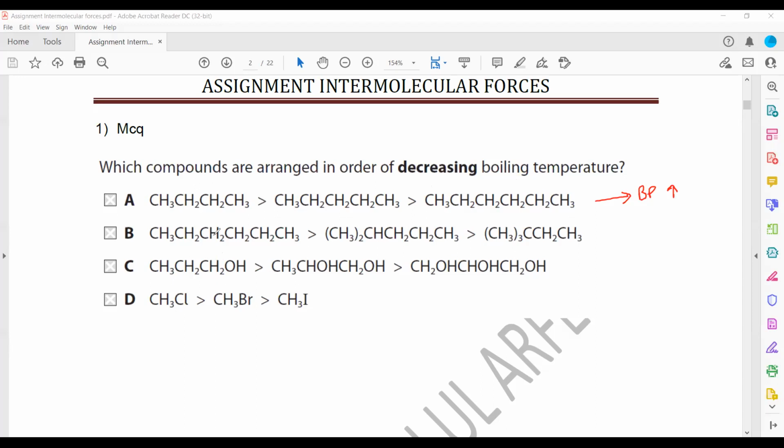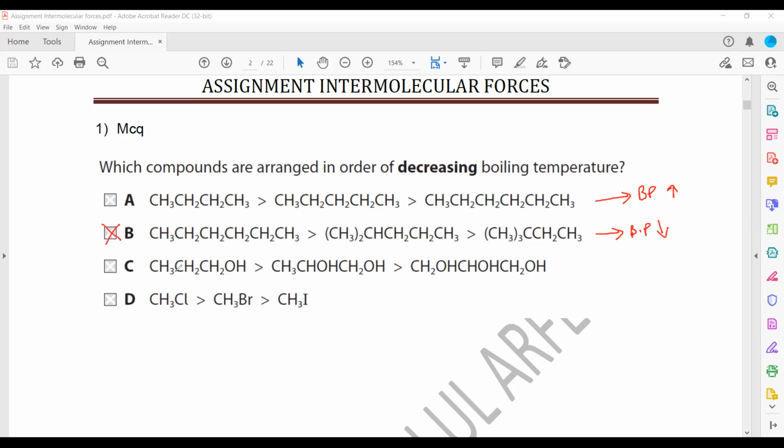First we have 6 carbon atoms in a straight chain. Then there will be one branch and then two branches. As the number of branches increases, the boiling point will decrease. So the straight chain will have the highest boiling point, then the one with one branch, then two branches. So B is the right answer.